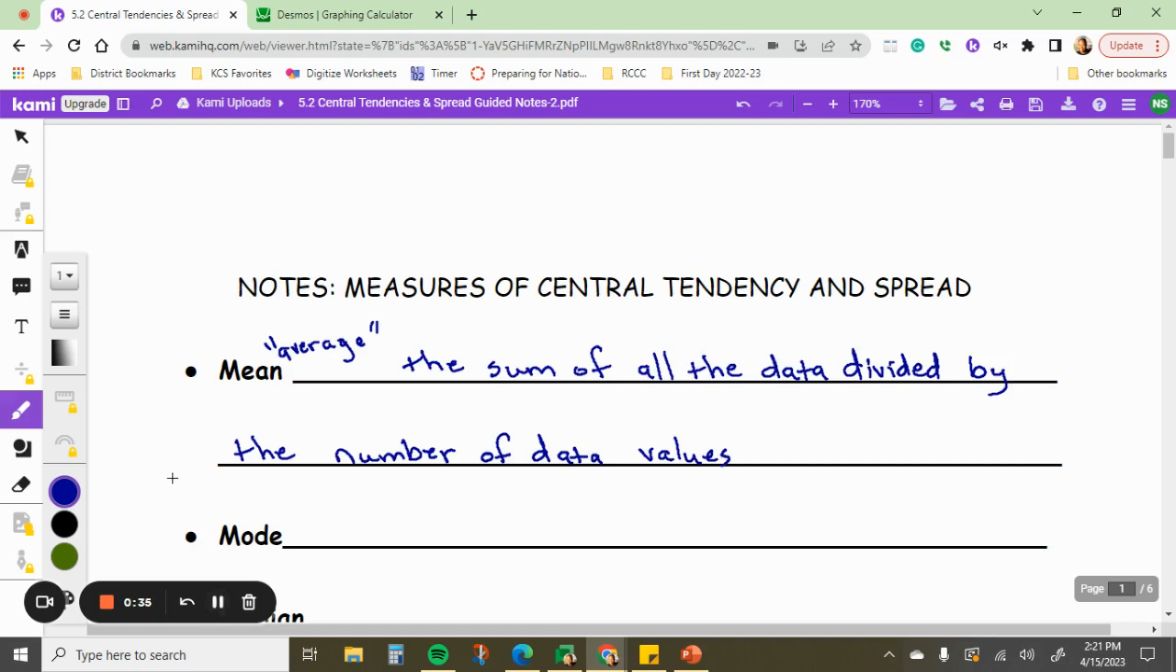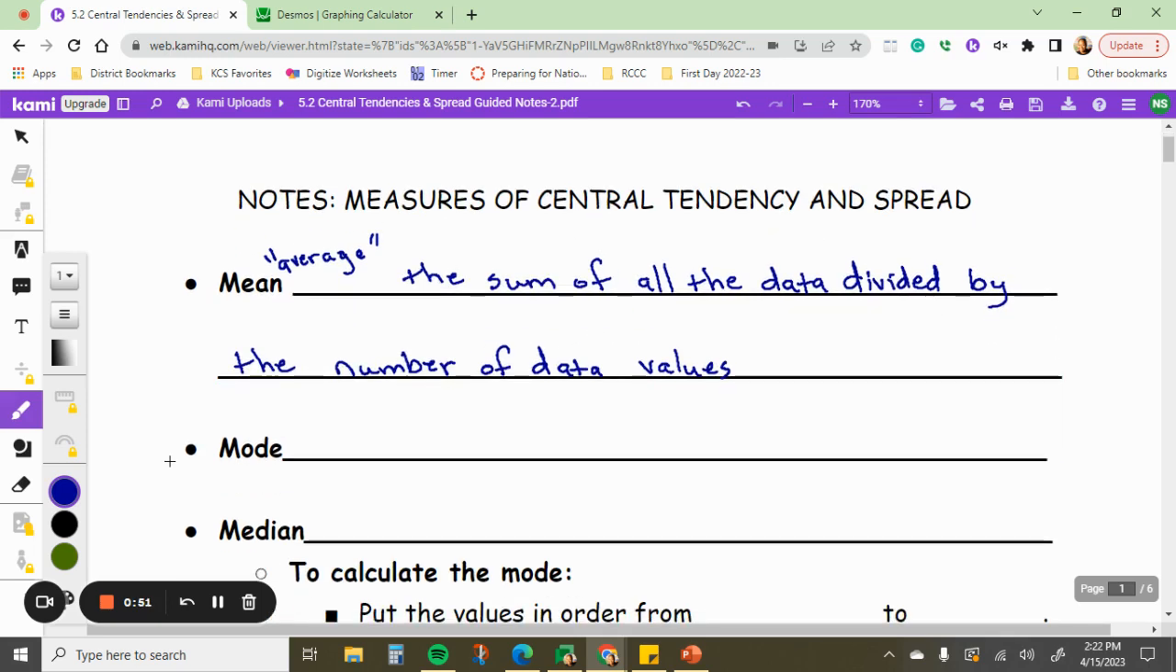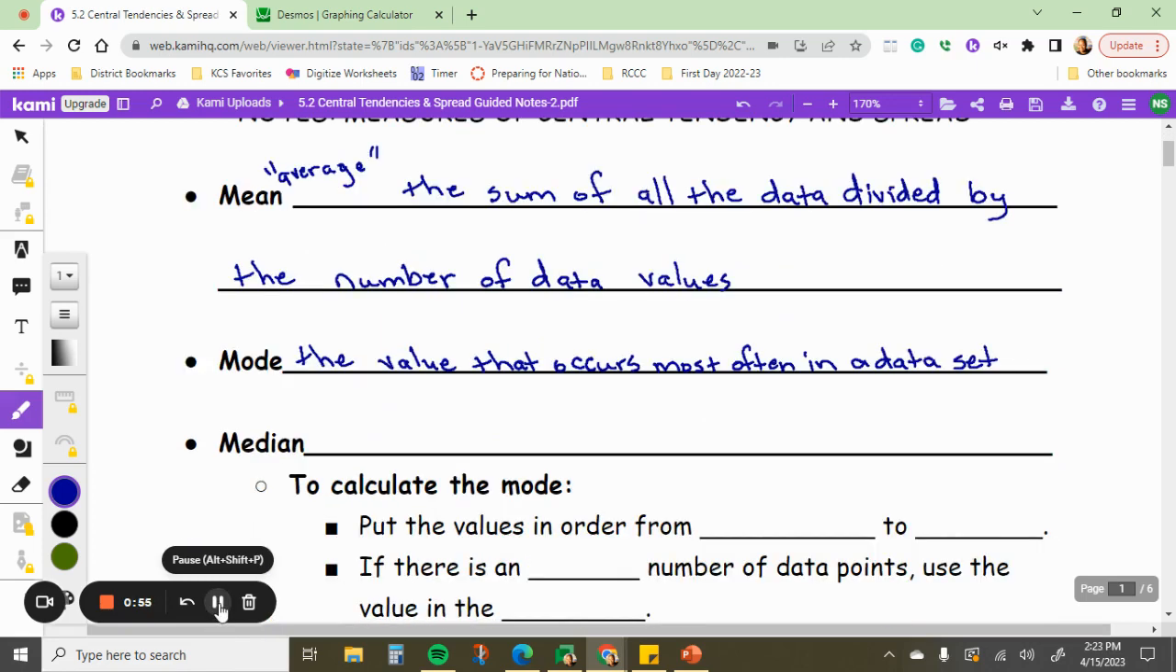Our next piece of vocabulary is the mode. This is another measure of central tendency. The mode is the value that occurs most often in the set of data. So if you have a list of 10 numbers and three of those numbers are the number seven, then seven would be your mode in this example. Let's go ahead and write down that definition. Pause if you need to write down that definition for mode.